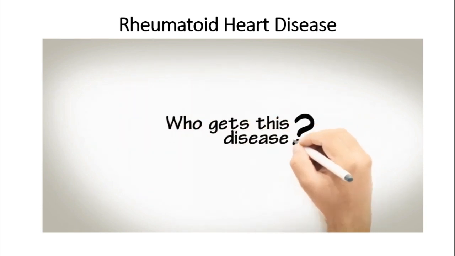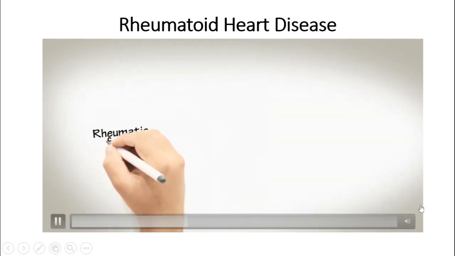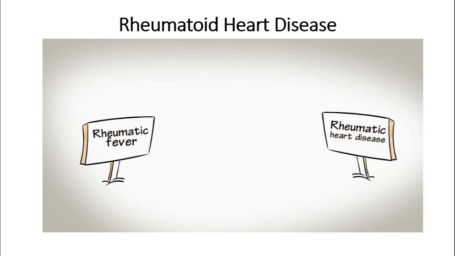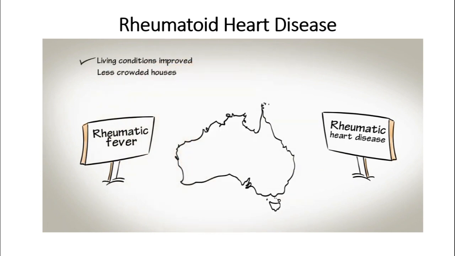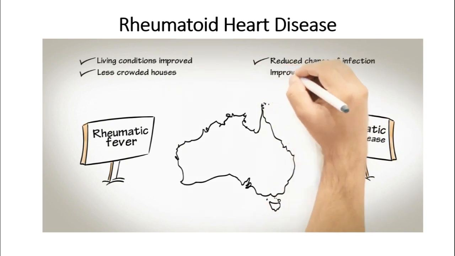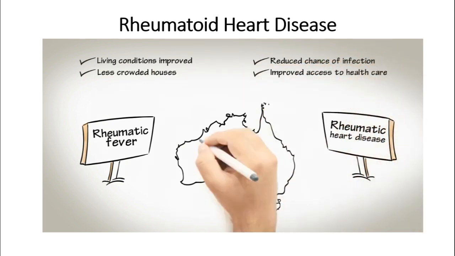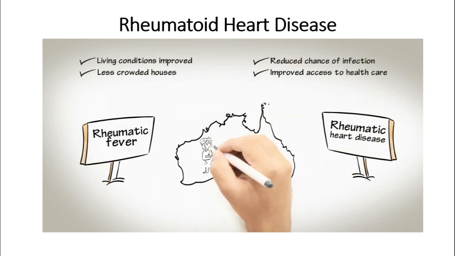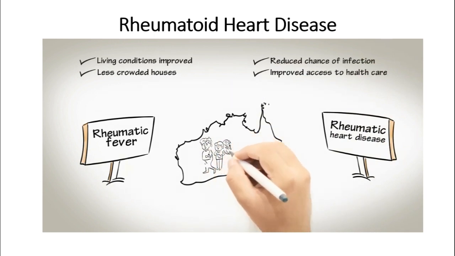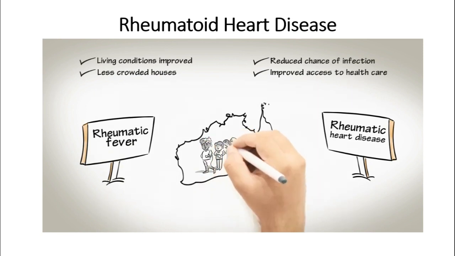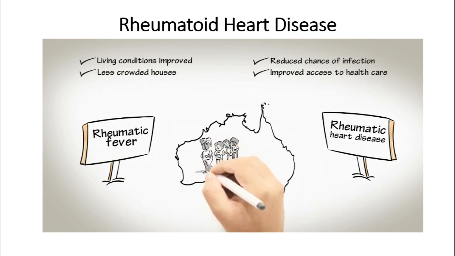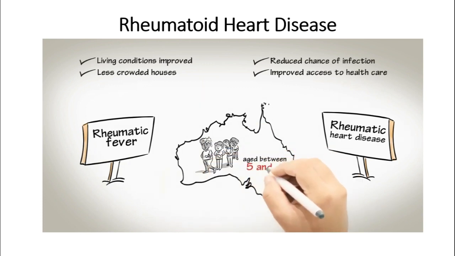Who gets this disease? Rheumatic fever and rheumatic heart disease used to be common in most areas of Australia, but as living conditions improved, houses became less crowded, so the chance of Strep A being passed between people was reduced. As access to healthcare improved, it's all but disappeared from most of Australia. It is mostly seen now in Aboriginal, Torres Strait Islander, and Pacific Islander populations. Children aged between 5 and 14 years are most at risk for a first episode of acute rheumatic fever.